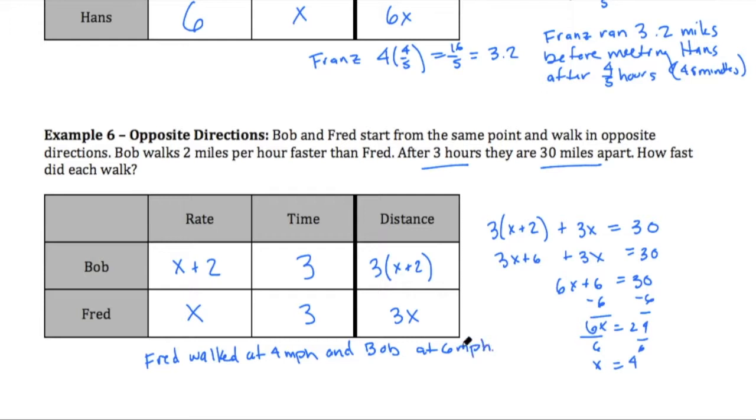Wonderful. They didn't ask for how far each of them walked. We could have found that if we wanted to. We could take their speeds and put them in there. So if Bob is traveling 6 miles per hour times 3, he traveled 18 of the miles, and Fred traveled 12 of the miles.